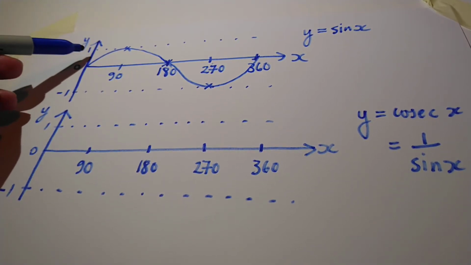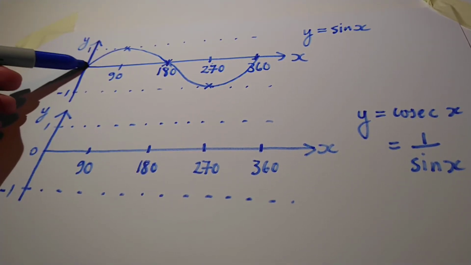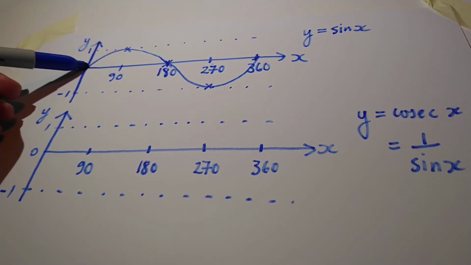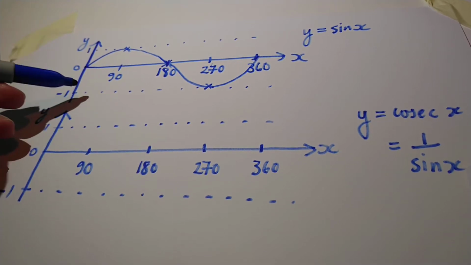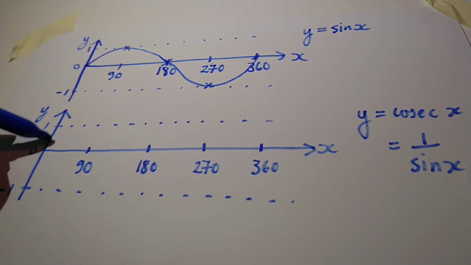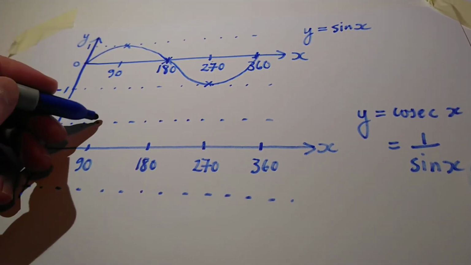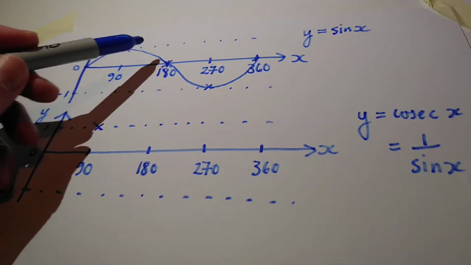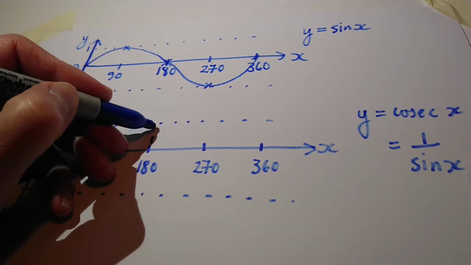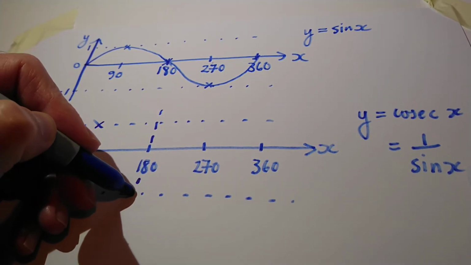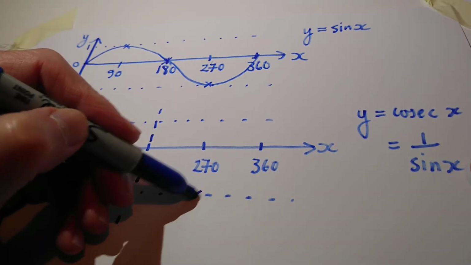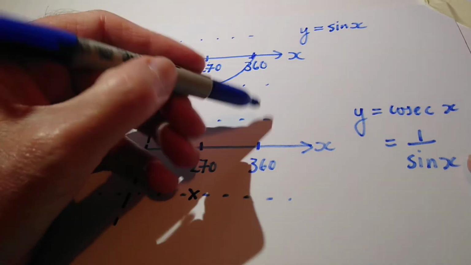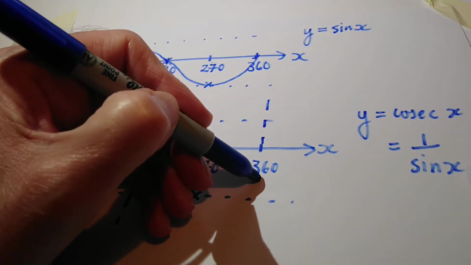So we've got 0 here, so 1 divided by 0, because remember we're doing 1 over sine x. So 1 divided by 0 is undefined, so we're going to have an asymptote along the y-axis. 1 divided by 1 is just 1, so that's okay. 1 divided by 0 is undefined again, so we need to put an asymptote in there. 1 divided by -1 is -1, and 1 divided by 0 again is undefined.